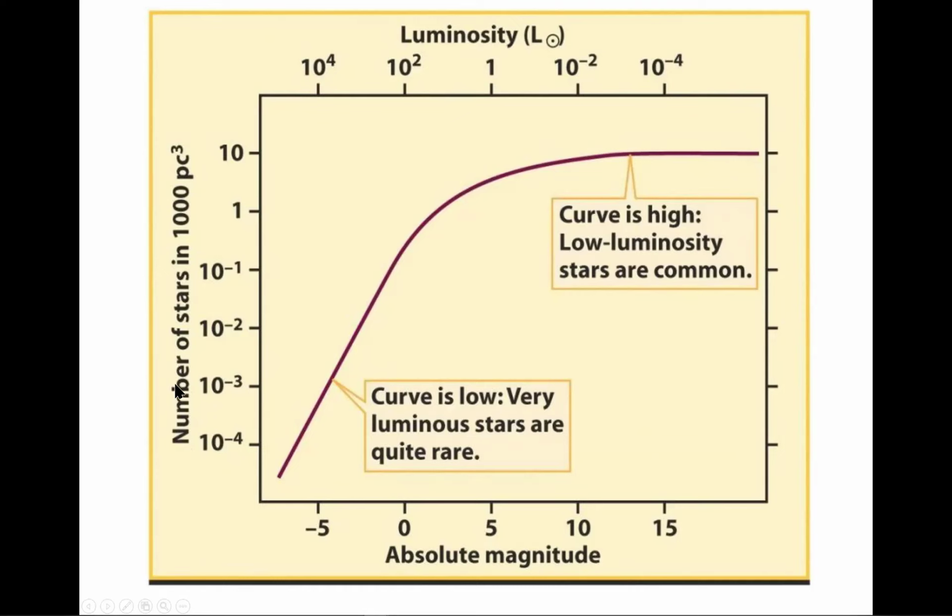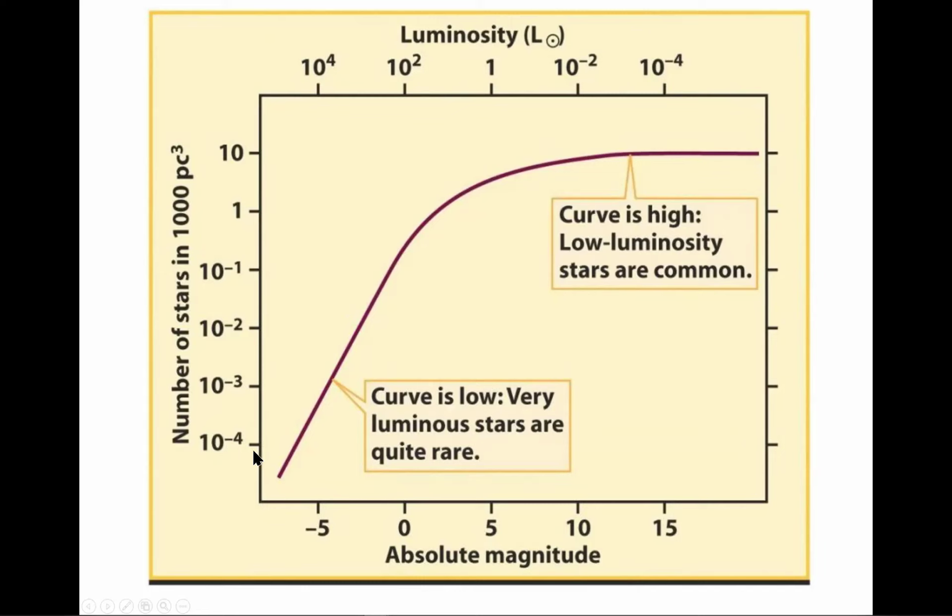But this vertical axis here is something kind of amazing. It's the number of stars in 1,000 cubic parsecs of space. Now, 1,000 cubic parsecs is going to be a cube that is 10 by 10 by 10 parsecs, or 32.6 by 32.6 by 32.6 light years. But something this graph tells you is that since it drops way off here when we go toward the bright end of the spectrum, high luminosity and high absolute magnitudes, this tells us that very luminous stars are rare.